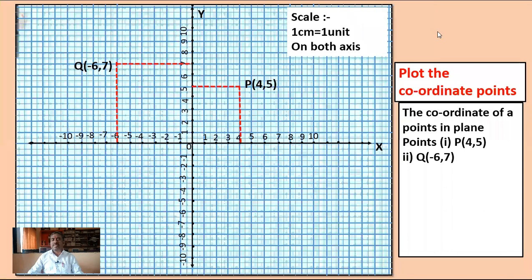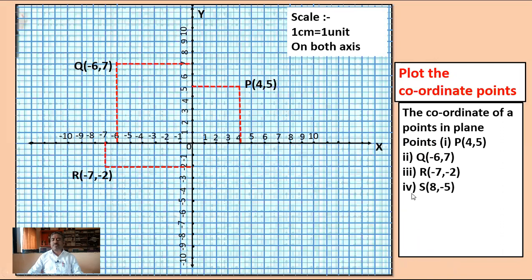Third point, point R of x coordinate -7 and y coordinate -2. On the x axis this is -7 and the y coordinate is -2 on the y axis, this is here. Then we get this point, the coordinate of point R, plotted on the graph paper.